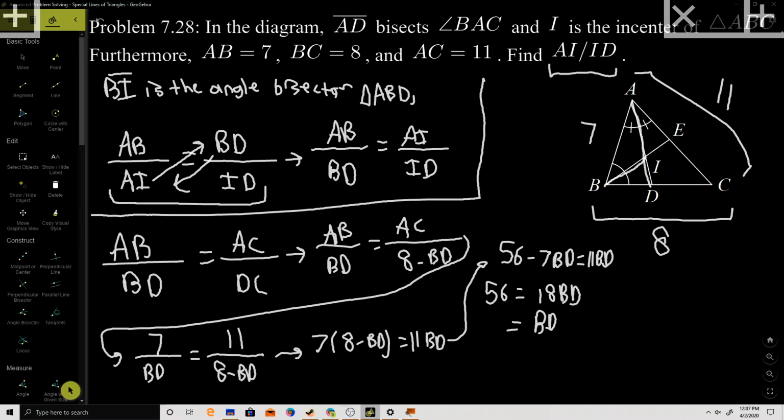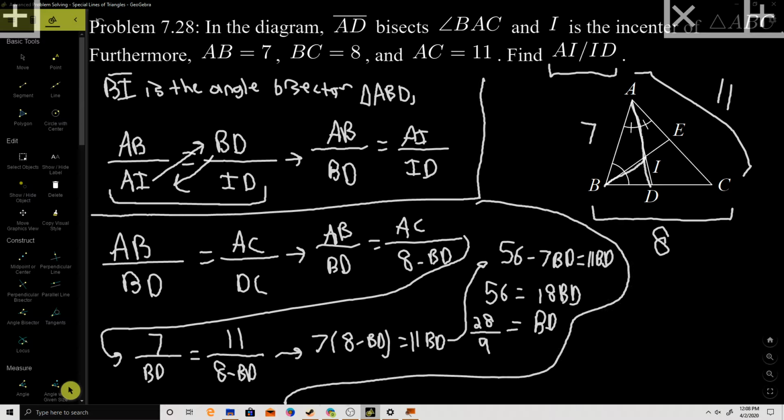They're both divisible by 2. So 56 divided by 2 gets us 28, and 18 divided by 2 is 9. So I know that BD is equal to 28 over 9. Now the rest of the calculations will be easy to work with.